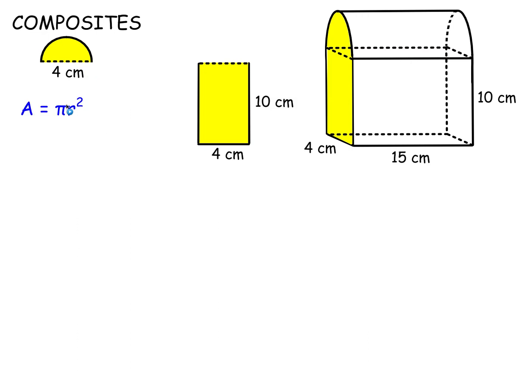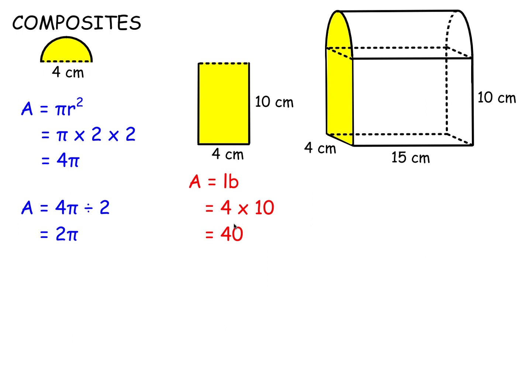So pi r squared, r is 2, that's a diameter 4. So the area is 4 pi for a full circle, half it for a semicircle, that's area 2 pi. This of course is 4 times 10. And then we can add the bits together. So it's 2 pi plus 40.